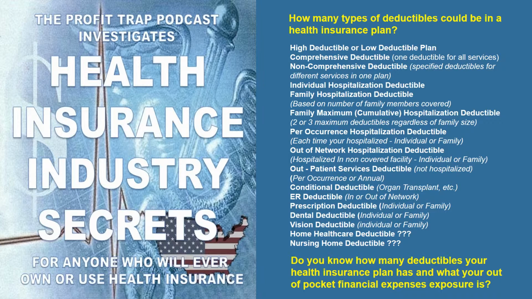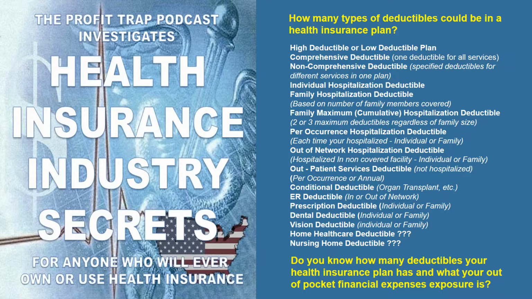Then we have the outpatient services deductible, which, say you have had an outpatient surgery and go home for recovery. You're not hospitalized, but you may have a per occurrence or annual deductible. Then we have the conditional deductible for things like organ transplants, etc. Then we have the ER deductible, in or out of network, for when you receive care at an emergency room. Then we have the prescription deductible, the dental deductible, the vision deductible, and let's say you were in a tragic incident and needed home health care or nursing home care. You may have a different deductible for those as well if your plan offers those services.